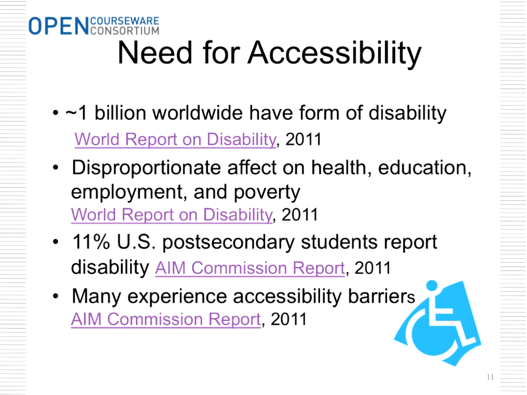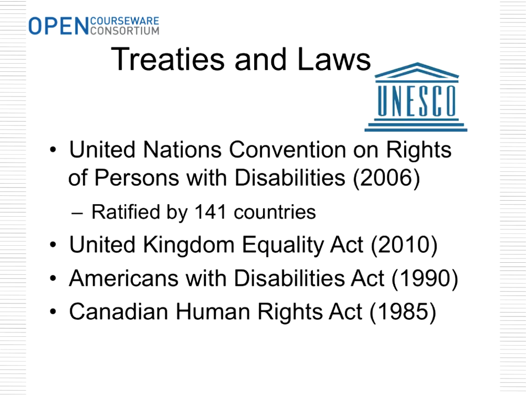Sometimes when I do workshops with faculty, they will ask, how necessary is it for my materials to be accessible? Well, legally, of course, that's required in the United States under the Americans with Disabilities Act. But if you look at the numbers worldwide, approximately 1 billion people have some form of disability. And we know that it has a disproportionate effect on their health, education, employment, and poverty levels. In the United States, 11% of post-secondary students report disabilities, and many experience accessibility barriers. So we know that there is a lot of work for us to do here.